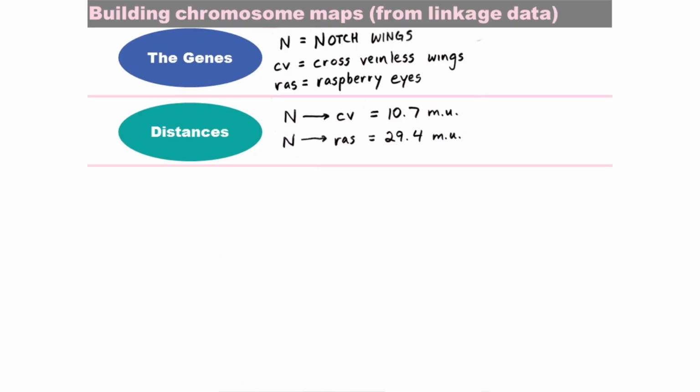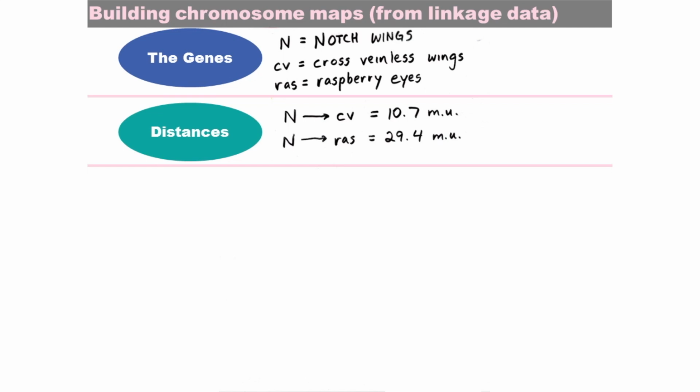For these 3 genes, if we do our standard create a double heterozygote, do a test cross, figure out what percentage of recombinant gametes are formed, we can determine that the distance between notch wings and cross-veinless is 10.7 map units. You should be able to figure out what the cross would look like, what the gametes would look like.